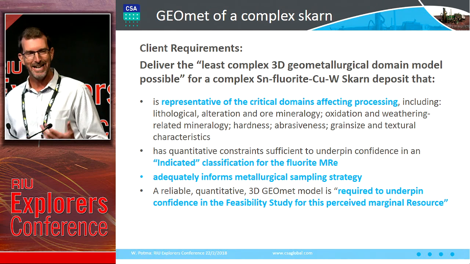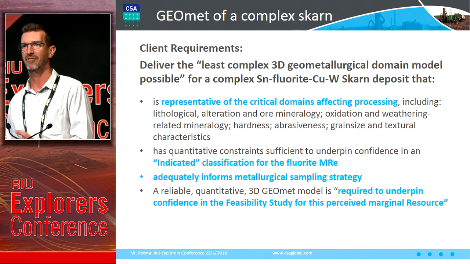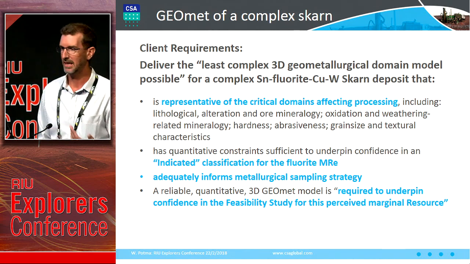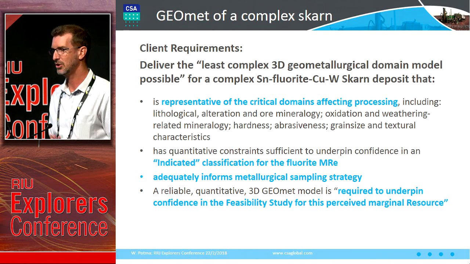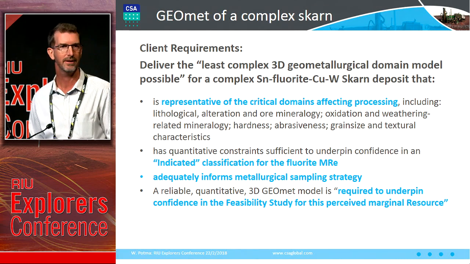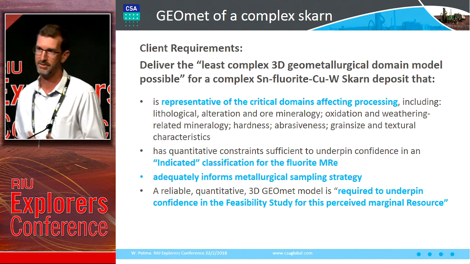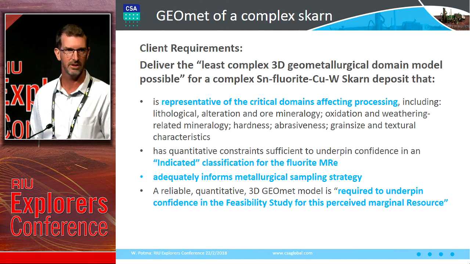What I'm going to present now is the second case study, and this is a really interesting one. This is a complex skarn at feasibility stage. This skarn, it's a tin skarn. I can't mention where it is, but the interesting thing about this is 20% of the value of the skarn is in fluorite, an industrial mineral, and acid-grade fluorite concentrate is critical to the value of this deposit.